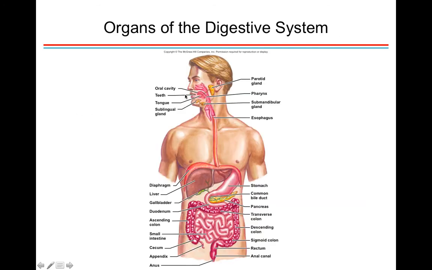So when we eat food, it'll enter the mouth, travel down the esophagus to the stomach, and then from the stomach, the contents will pass down to the small intestine, and then to the large intestine, and then eventually to the anus. And there are some accessory organs, and this includes teeth, tongue, salivary glands, the liver, gallbladder, and pancreas.